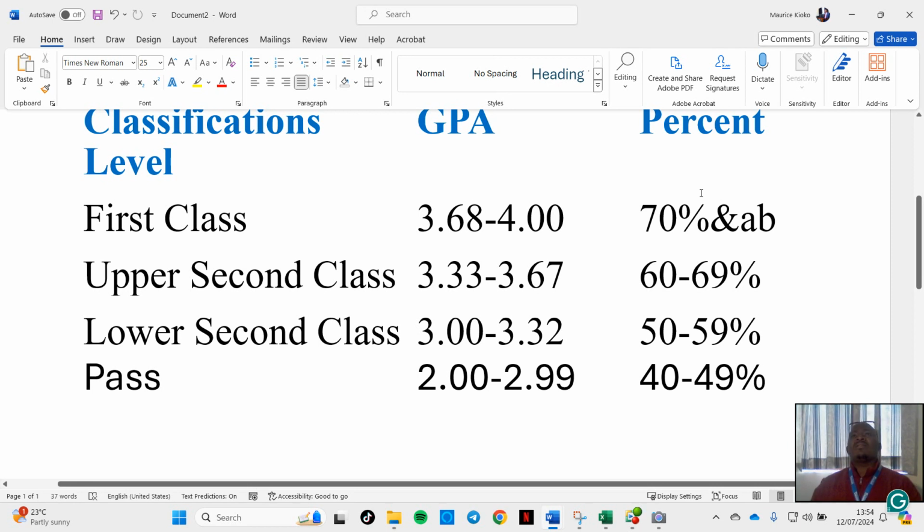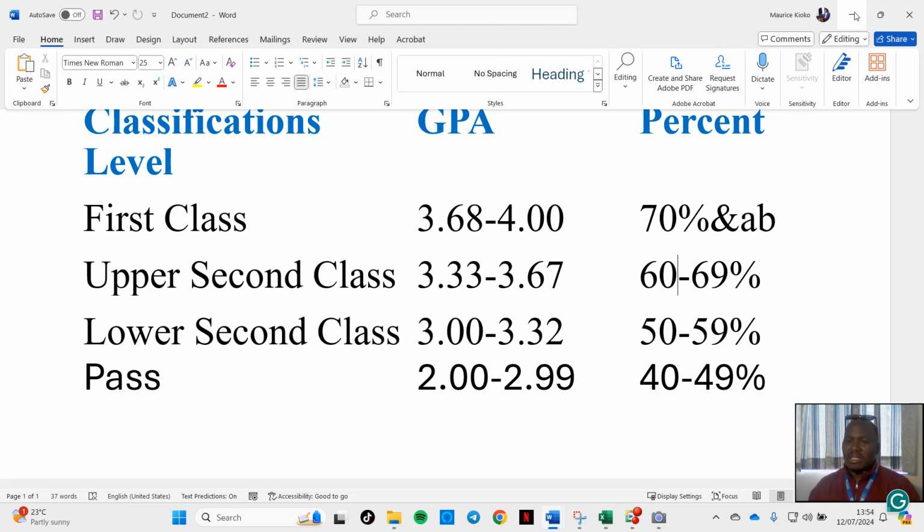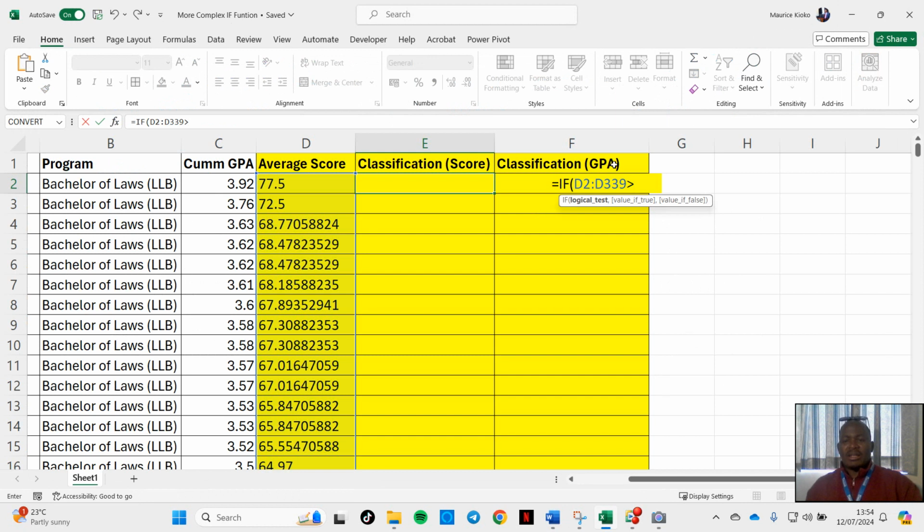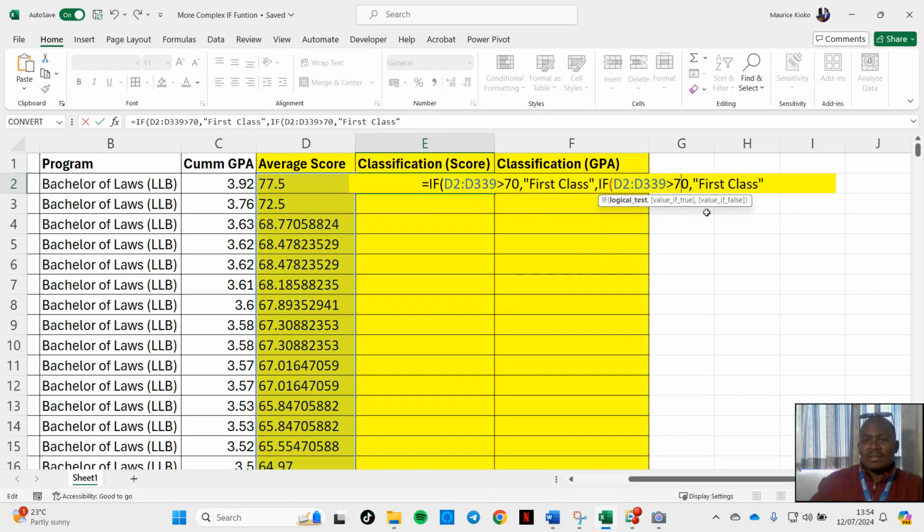It's bigger than 70 or bigger than 69.95. Let's just say it. I think Excel usually does some rounding off. Let's just say bigger than 70. That one becomes first class. Then again, you can copy these things and paste in. So the same thing. Bigger than 60. That becomes second class upper.